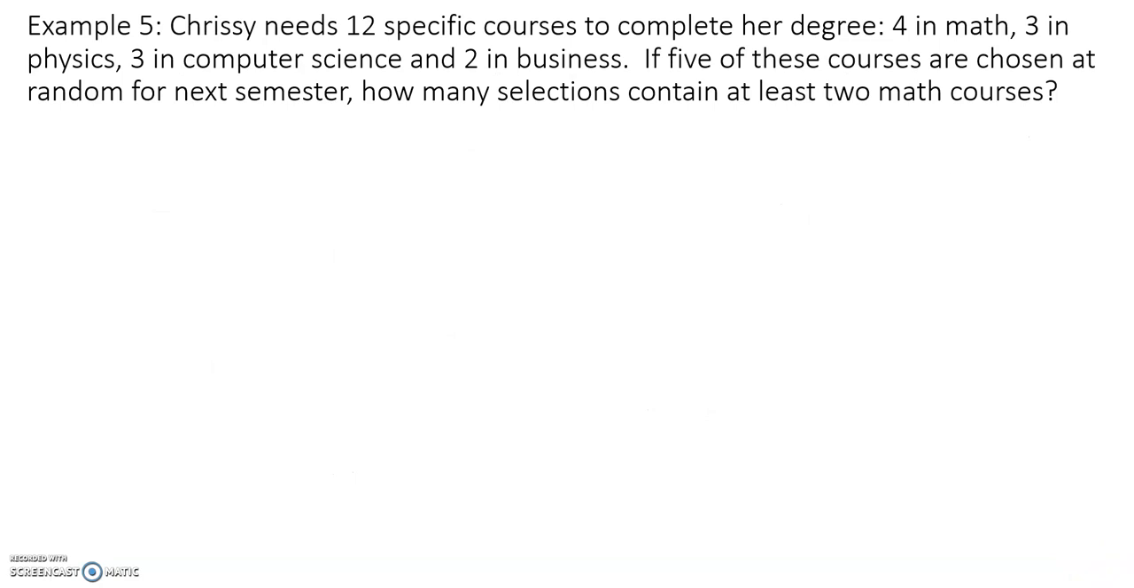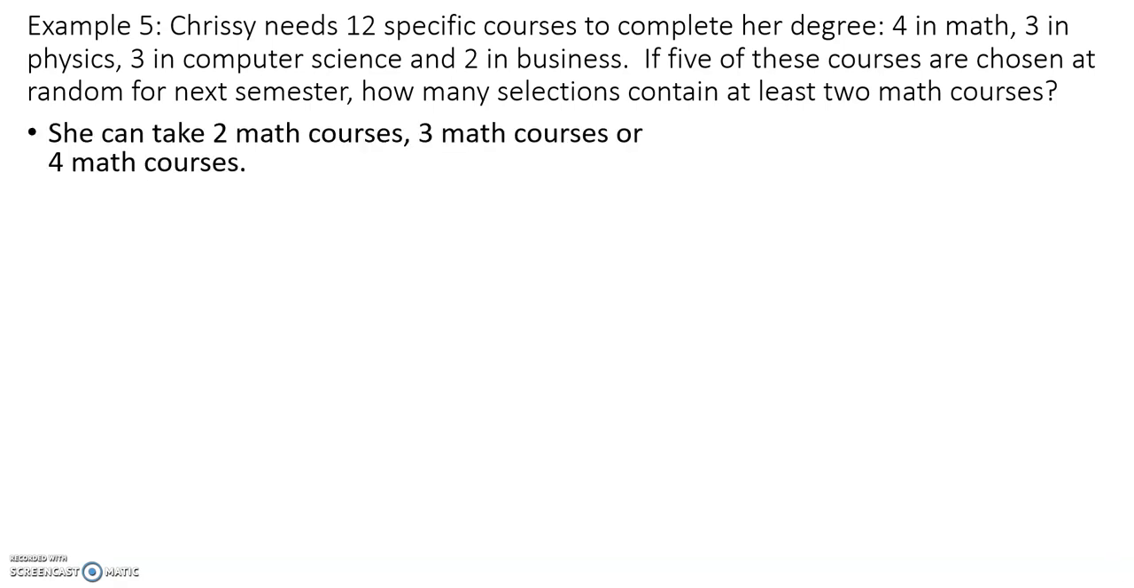Chrissy needs 12 specific courses to complete her degree, 4 in math, 3 in physics, 3 in computer science, and 2 in business. If 5 of these courses are chosen at random for next semester, how many selections contain at least 2 math classes? She can take 2 math courses, 3 math courses, or 4 math courses.